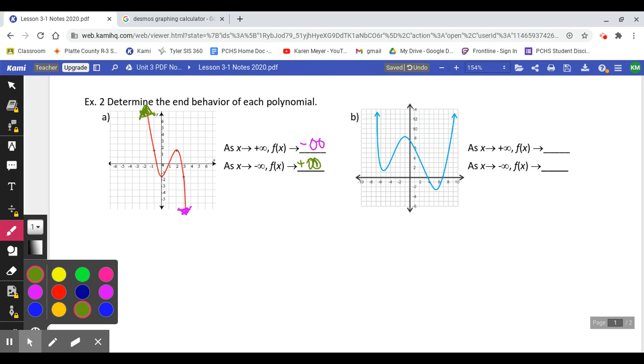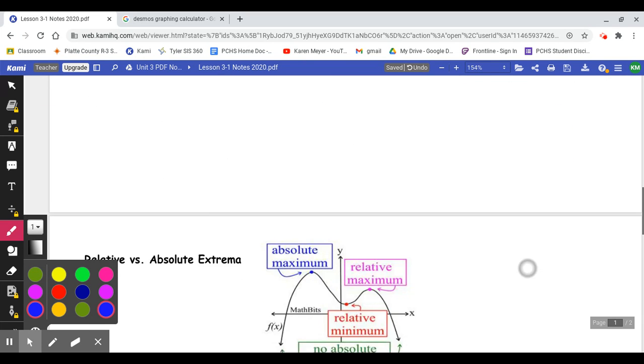So on the second one, on the positive side, the arrow is going up, so that means positive infinity. On the left side, the graph is also ending by going up. We have an arrow up, so that's going to positive infinity. So there's your end behaviors when you're looking at a graph.